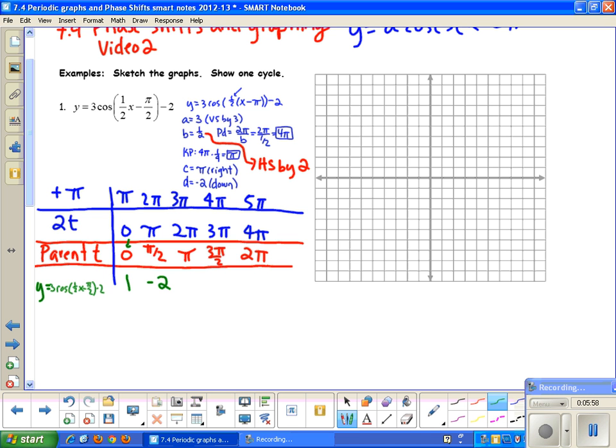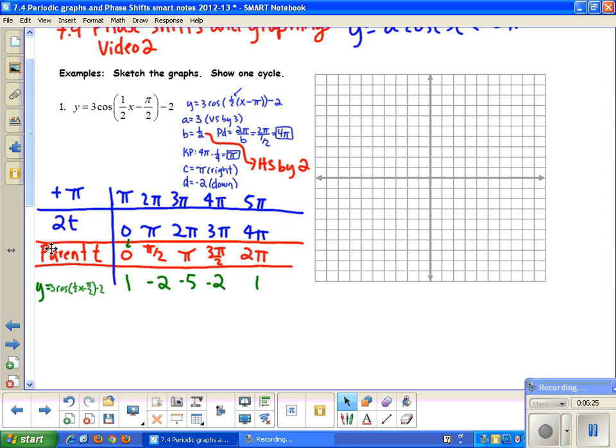The next one, when I plug in 3 pi and I undo everything I did, I'm going to end up with pi. So the cosine of pi, sorry, is negative 1, times 3 gives me negative 3, minus 2 is negative 5. And then the next values are going to be negative 2 and 1 because we know they repeat.